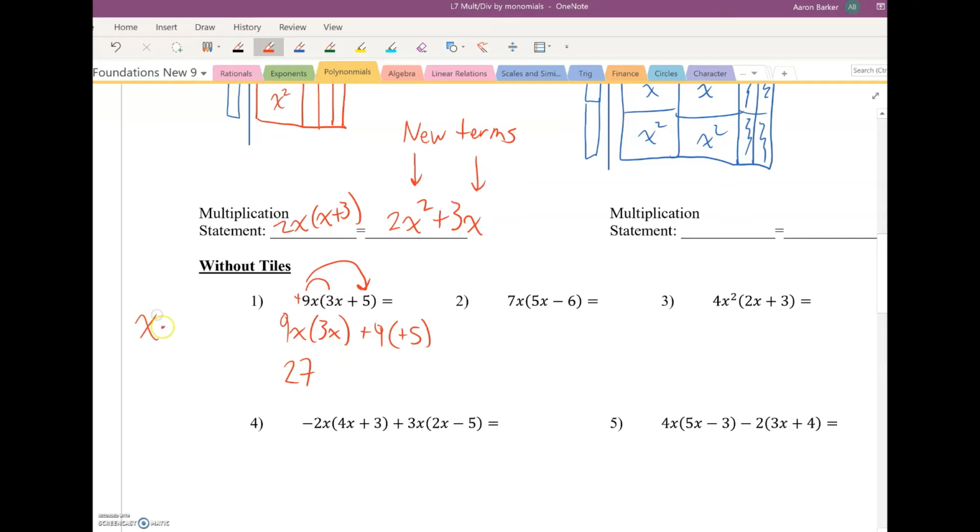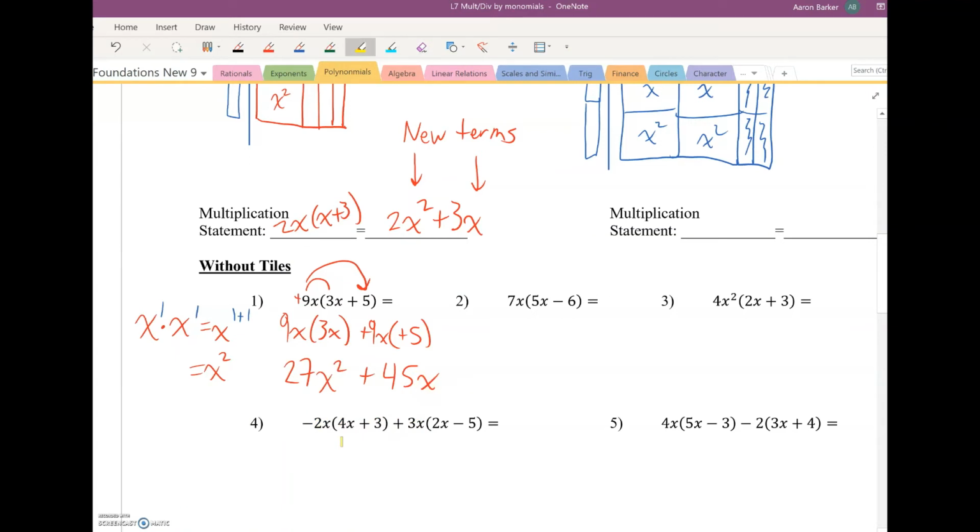What happens when you go x times x? Do you remember? We add our exponents. So here we have an exponent 1, so this equals x exponent 1 plus 1. And that is why it equals x squared, because we're following our exponent rules. And my bad, this should be plus 9x to give me plus 45x. Now, we can't combine these together because the different exponents mean they're different terms. So that is our final answer.